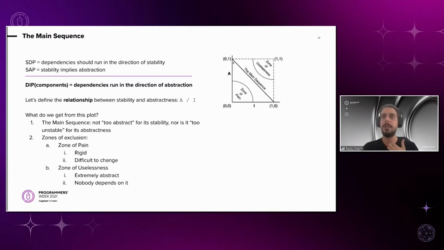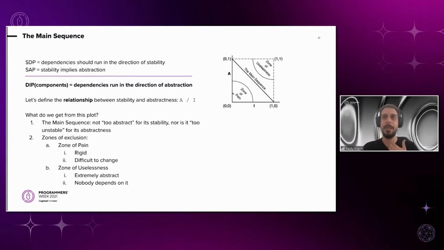So this main sequence starts from something that is completely concrete, but very unstable, like your UI, and ends towards something super abstract, but completely stable, like your domain rules, right? So what this main sequence tells us is if a component is situated anywhere near this main sequence, it's not too abstract for its stability, so it can be extended as long as it's needed, and it's not too unstable for its abstractness. But what this also tells us is that we have two zones of exclusion.